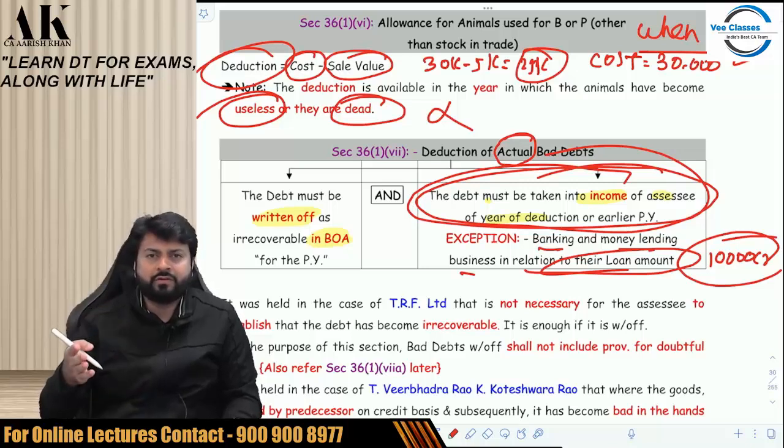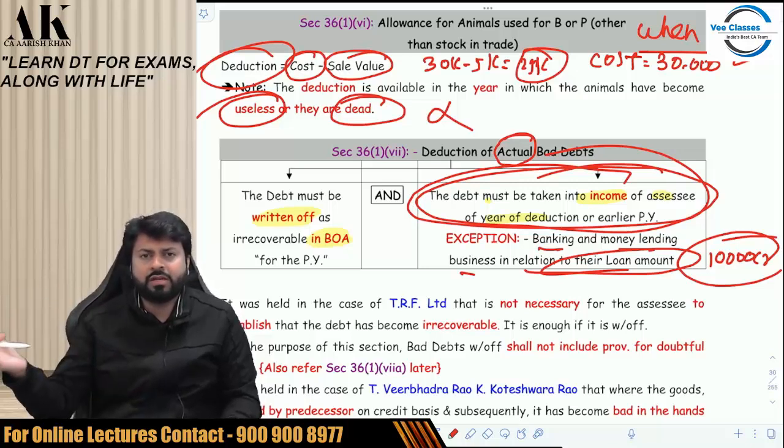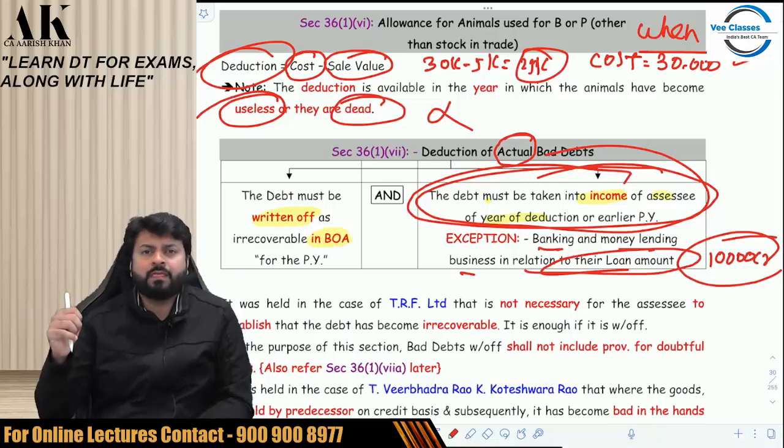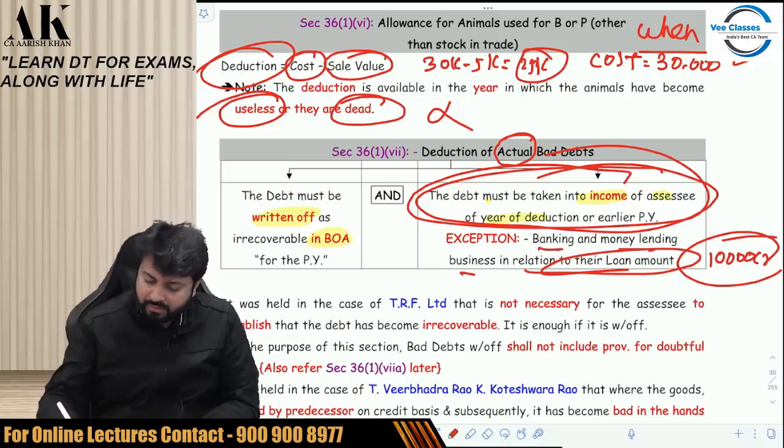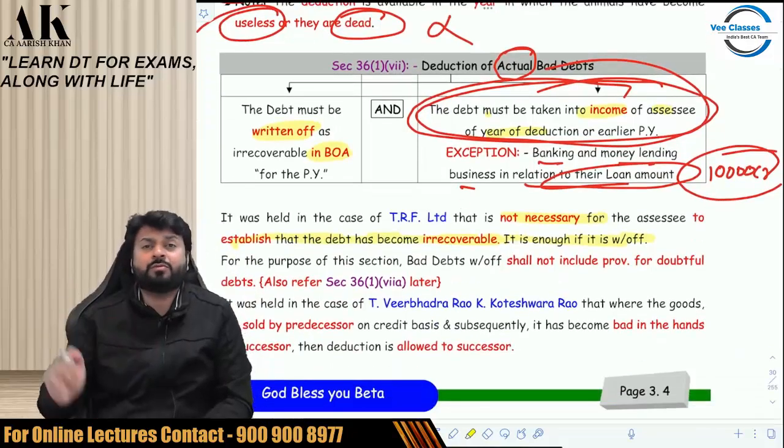The only conditions you have to fulfill are the two conditions which I have told you just now. That is, you have to write off and you have to take into income earlier. And that too, for the banking industry, there is an exception. Therefore, it is not necessary to establish that the debt has become irrecoverable. It is enough if you write off, that's it. That is much more than enough.